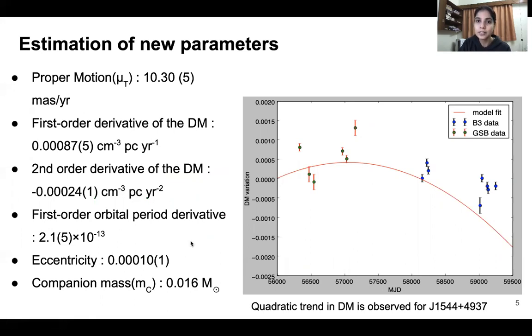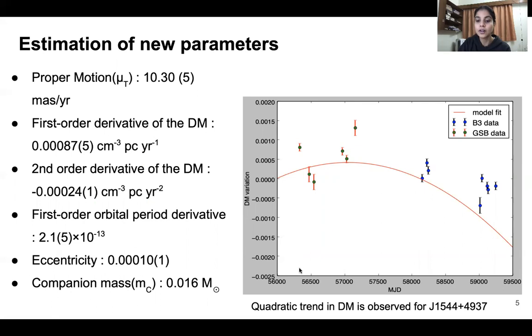Along with this, we have got significant detection of DM1 and DM2 derivatives. Black widow millisecond pulsars are in general hard to time as they show orbital parameter variability along with DM variation. So if we have low frequency observations, then we can accurately determine these DM variations, which would lead to better modeling of such black widow systems.